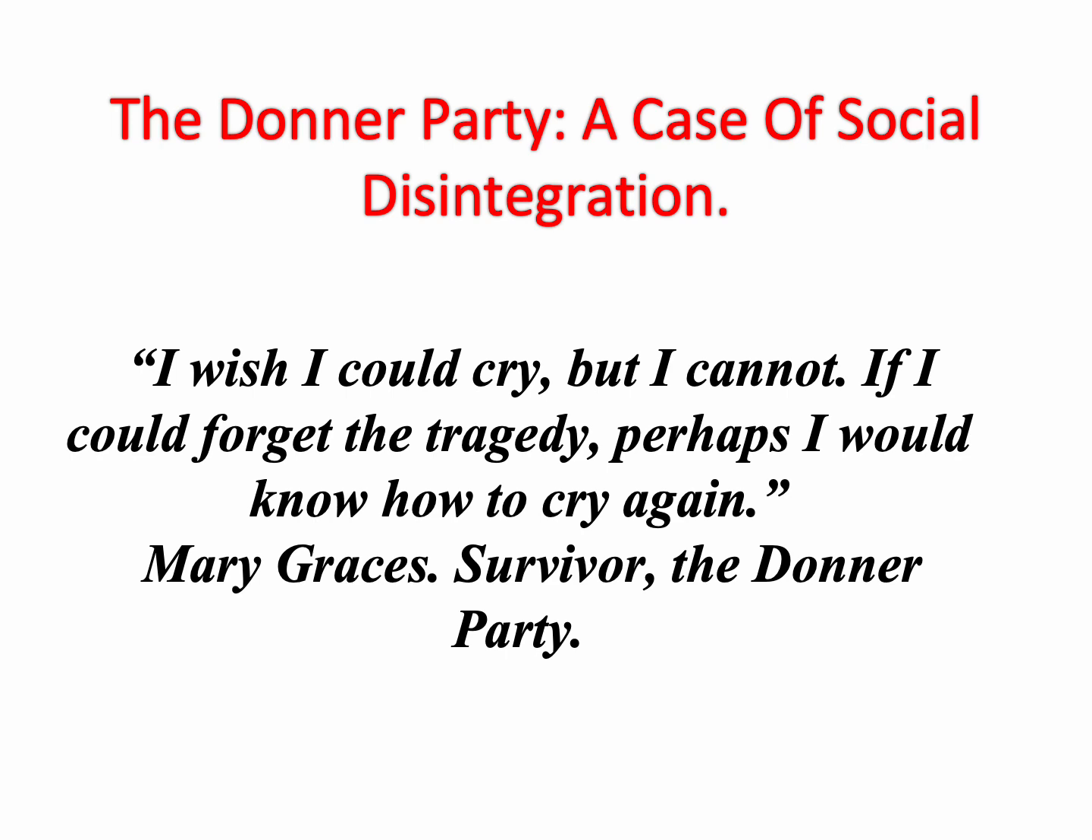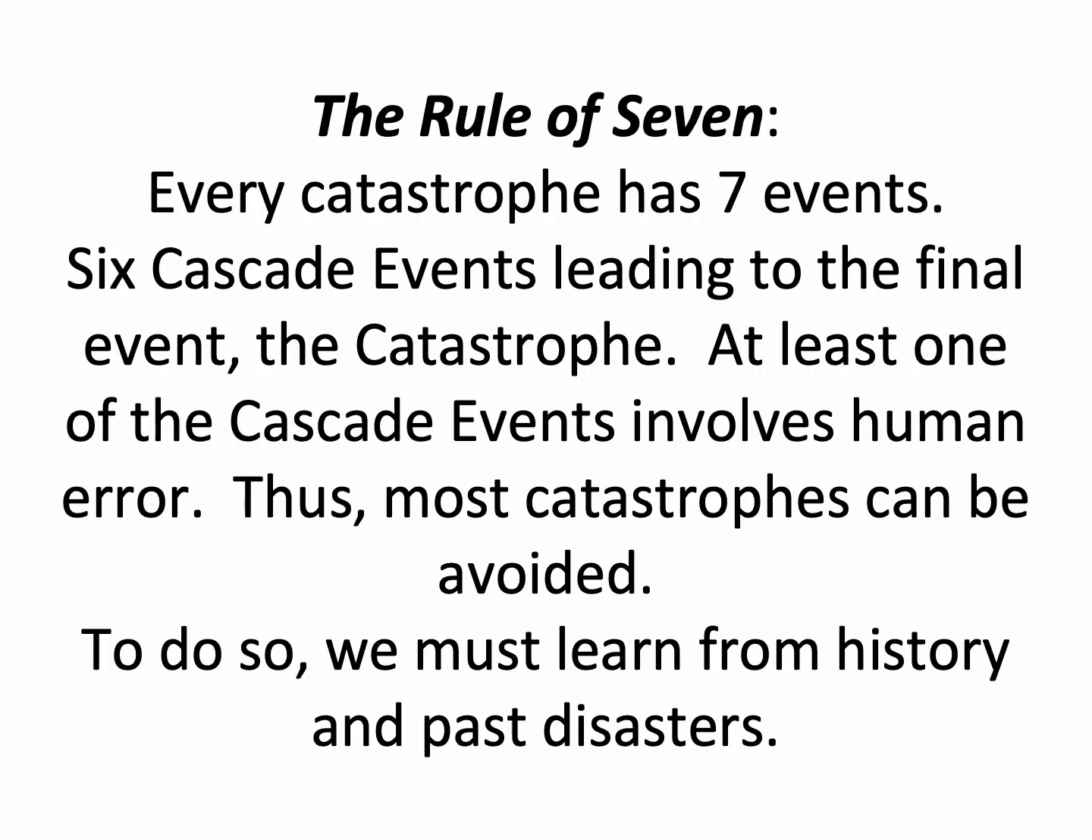There's a quote from one of the survivors: "Every catastrophe has 7 events." This is something I've researched. I call them 6 cascade events leading to the final event, the catastrophe. The cascade events by themselves sometimes are no big deal, and one of them always involves human error. So therefore, disasters can be inverted, and that's why we study them. That's why I wrote this book.